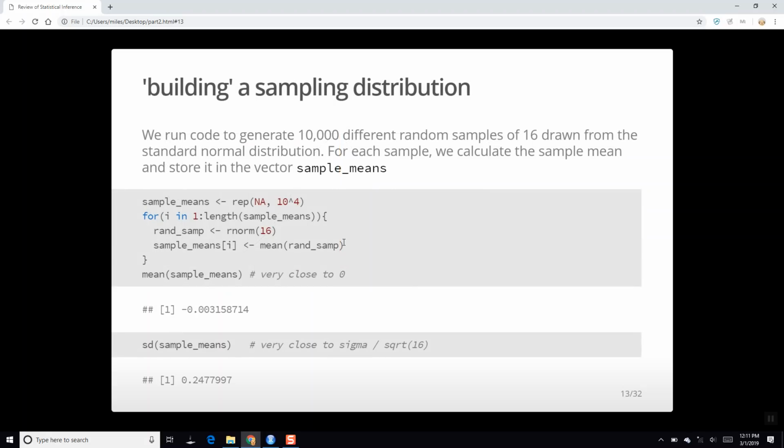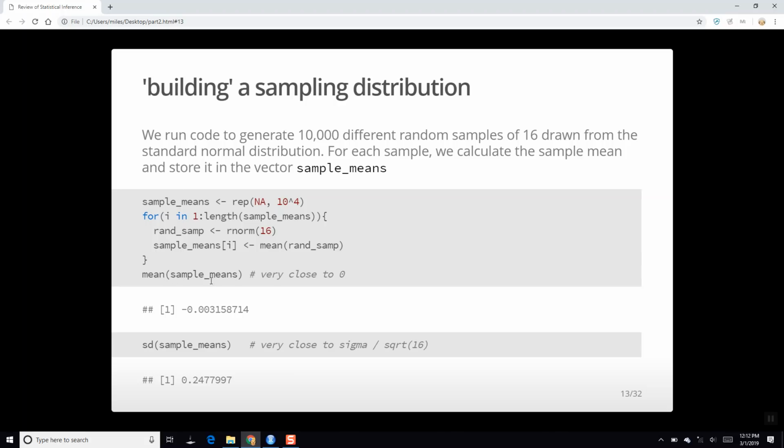Here I'm going to just run some code to build a sampling distribution. The code is only, what, 4 lines? So I just initialize sample means. This isn't even necessary. We could have just done it like this. And I just say, for i in 1 through 10,000, 10 to the 4th, I'm going to take a random sample of 16 using rnorm. I'm going to store that random sample of 16 as our random sample. And then what I do is I calculate the mean of that random sample and store that into my vector in position i. Okay, and I do this 10,000 times.